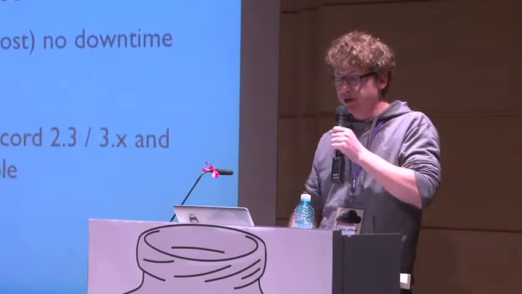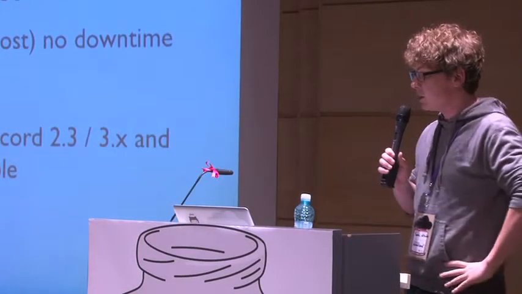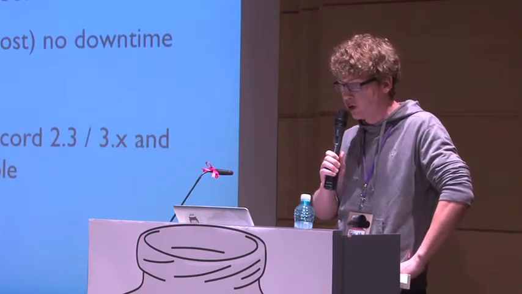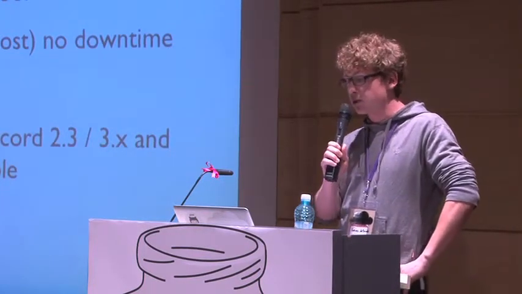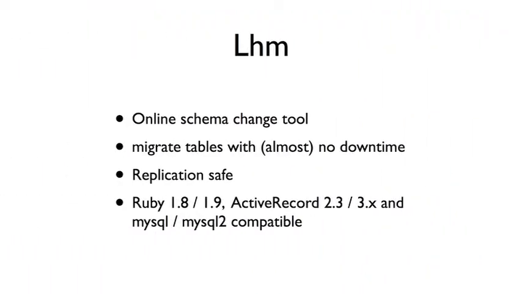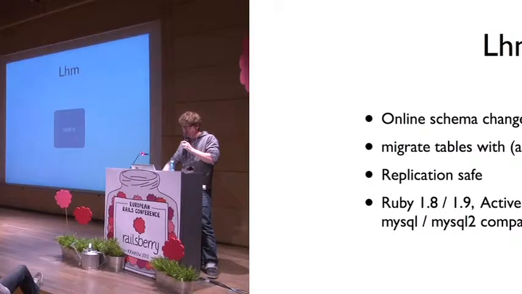So what is the LHM, or Large Hadron Migrator? It's an online schema change tool, so you can change and migrate your database like you usually do. And the interesting thing is it comes with almost no downtime. In comparison to other similar tools by Twitter and Facebook, it's also replication safe, which was very important for us. So how does it work?